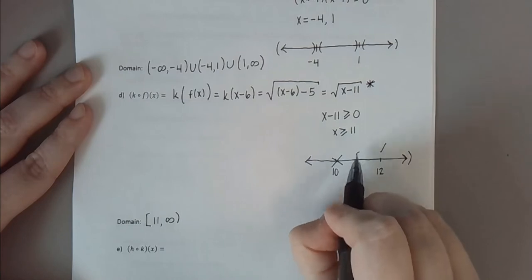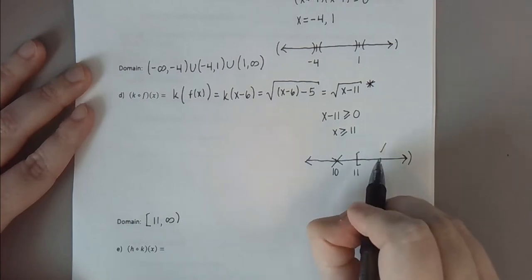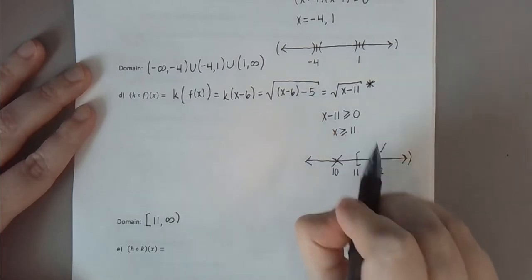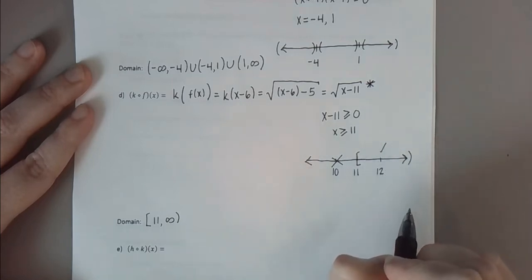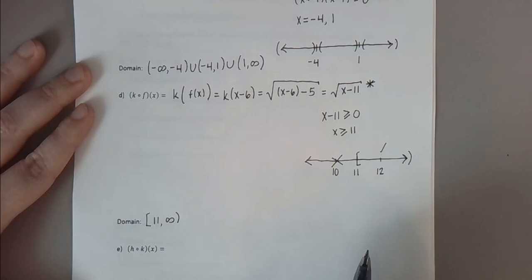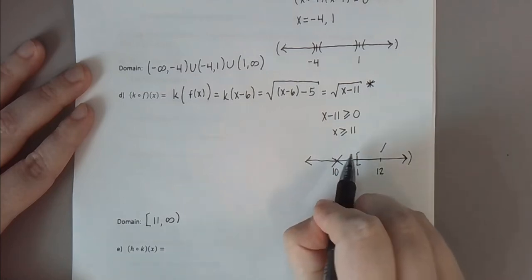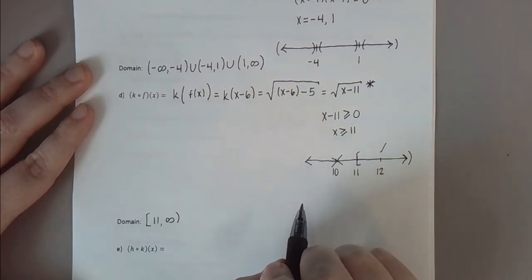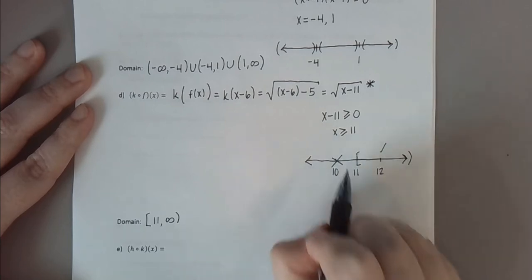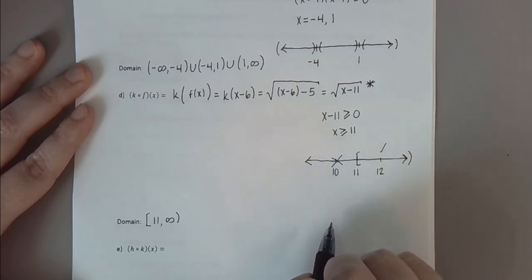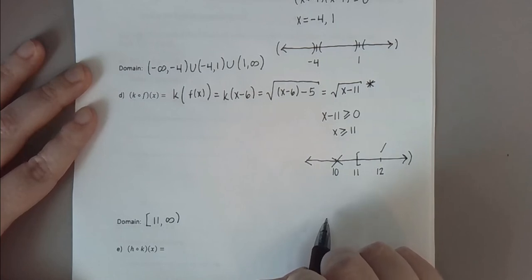If 11 is our cutoff, and we know that this test value is going to work in our function, then that means we're going to keep the side of the number line that contains that test value that does work, and we're going to exclude the side of the number line that has the test value that didn't work. So that's a way to figure out a little bit more analytically what sort of issues we're going to have with the domain and what our actual domain is going to be.